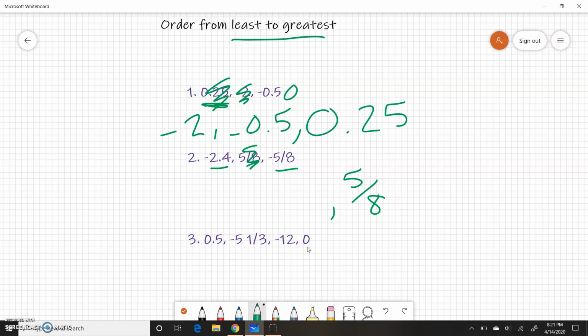The second thing I told you to look at is their whole numbers. Okay, number 2, this has a whole number and it's 2. This one does not have a whole number, so it's like it's 0. So it's like this one's -2.4 and this one is -0 and 5/8. Well, I would rather have -0 and 5/8 than -2.4. The other way, you could have done it another way.